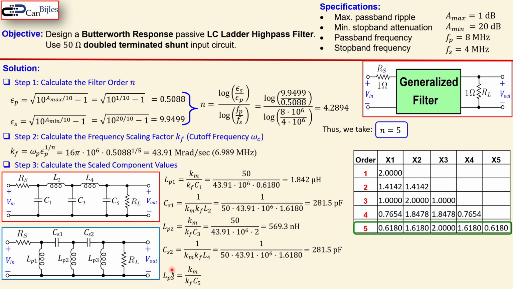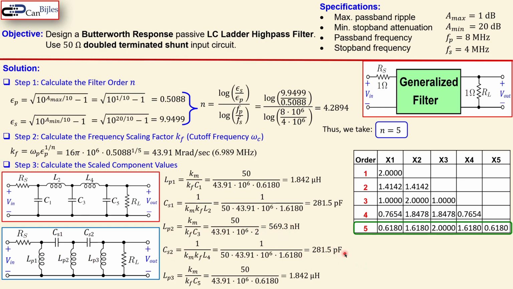The final one is LP3, again using this coefficient, again Km and Kf we already know, so you now get 1.842 microhenries. You see actually they are symmetric, so this value LP1 is exactly the same as LP3. CS1 is equal to CS2, and just the LP2 is different here.